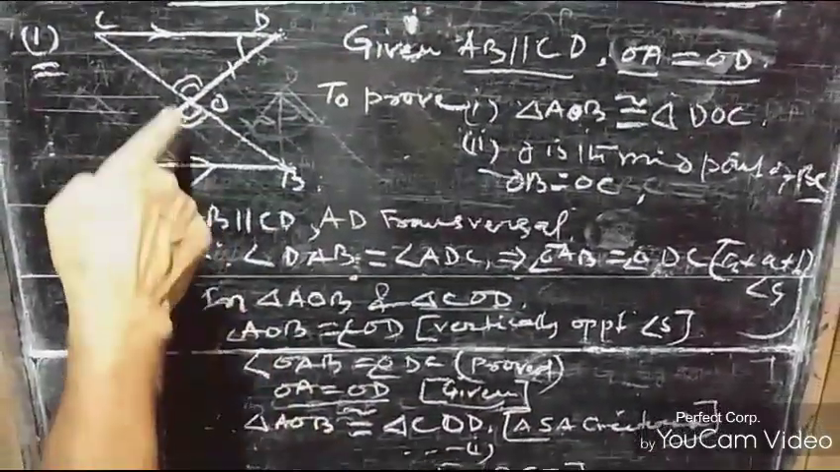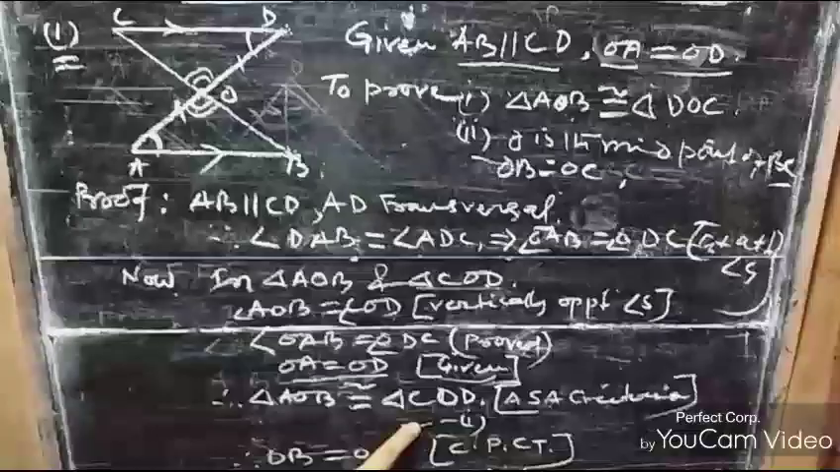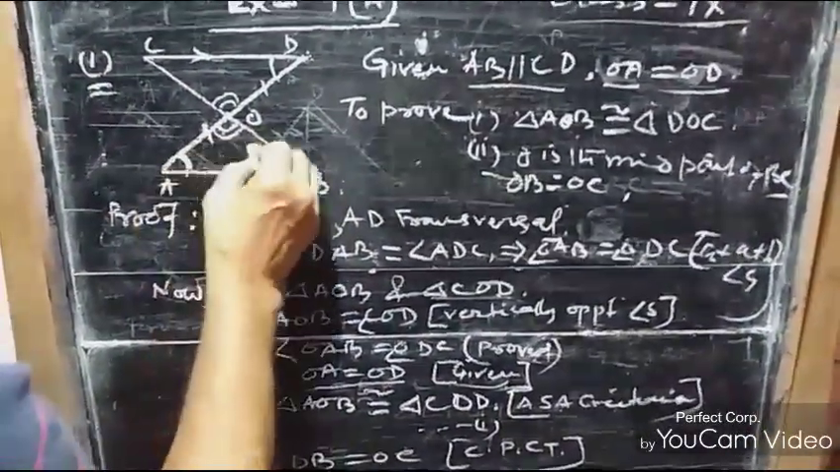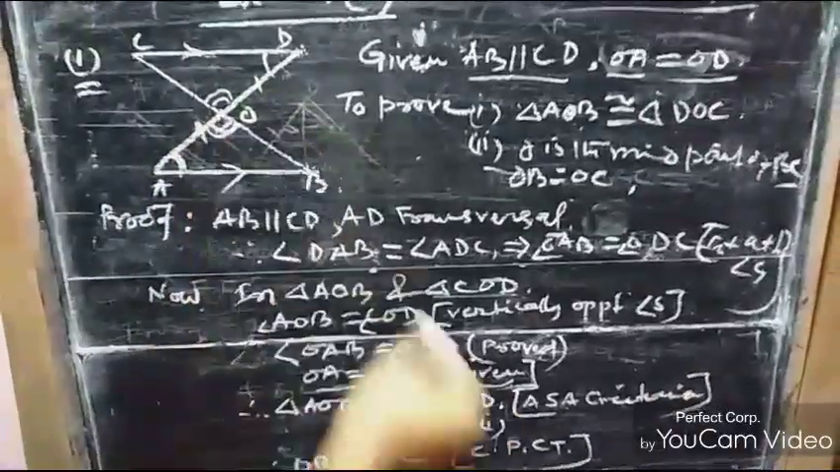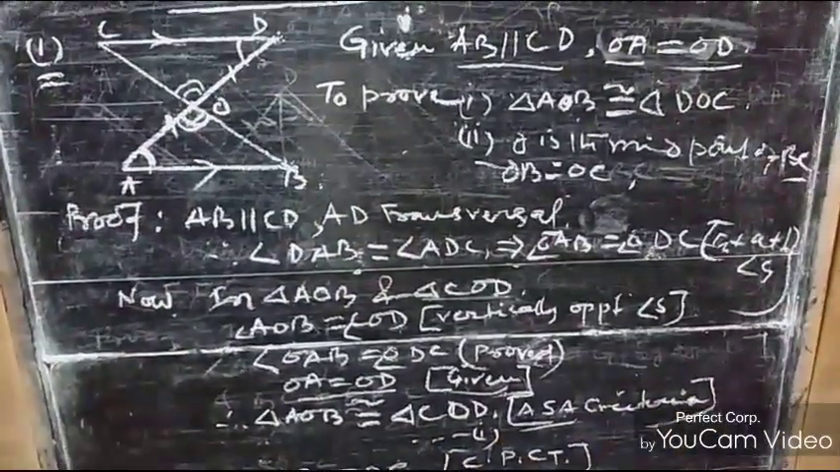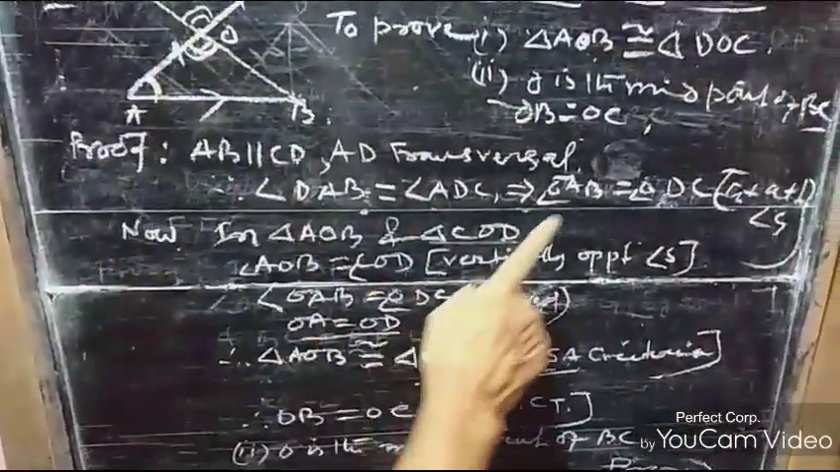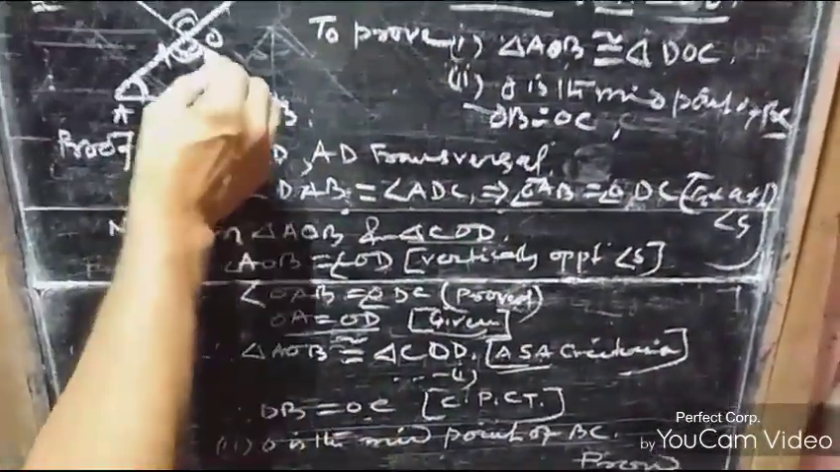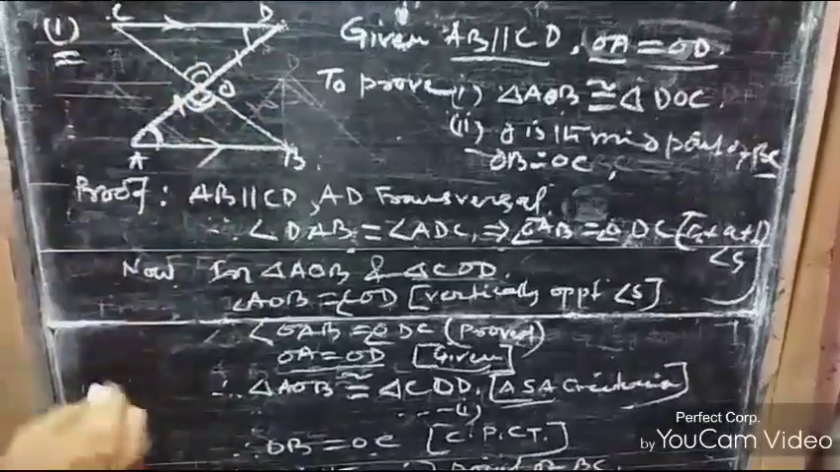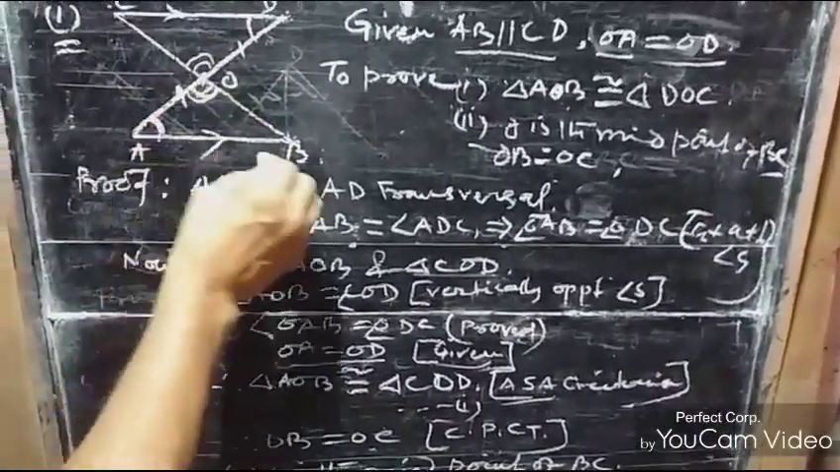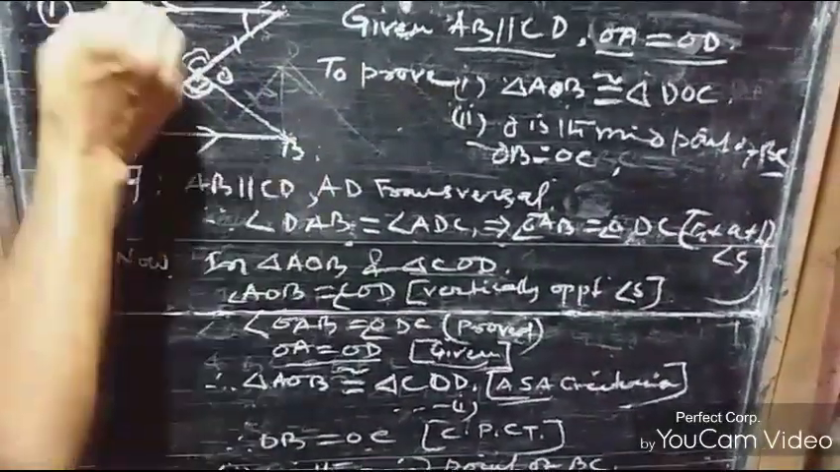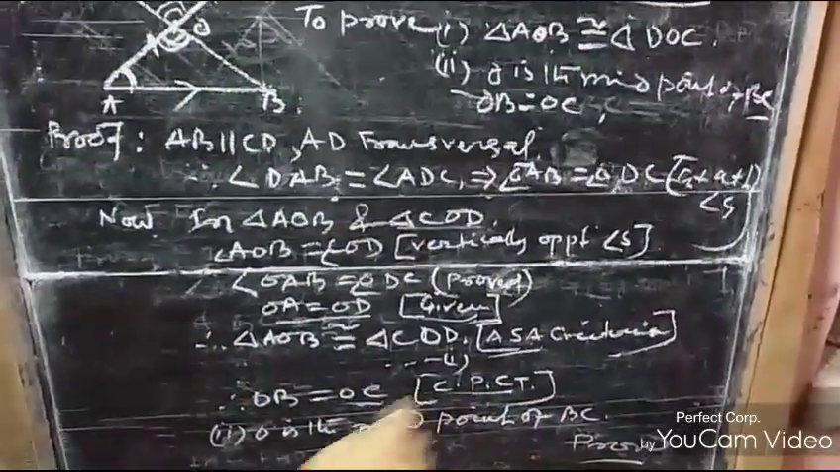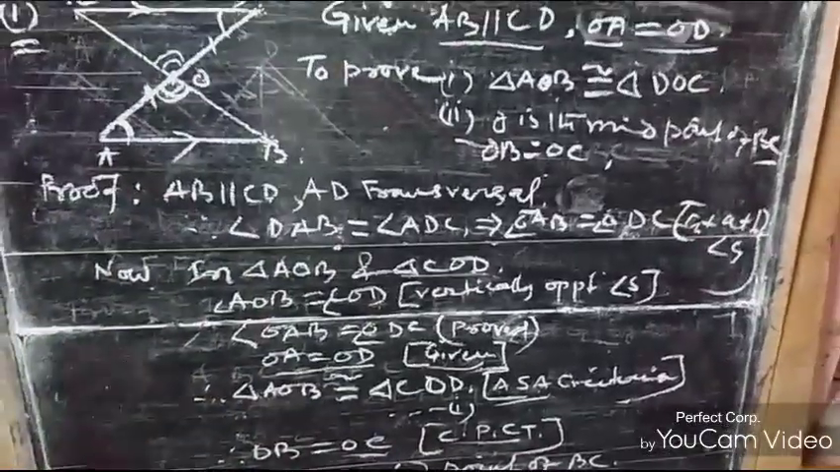Now therefore these triangles are congruent, and the criteria is ASA criteria. So number 1 is proved, that is these two triangles are congruent. Number 2 is OB equal to OC. What does it mean? That is O is the midpoint of BC. So this is CPCT. This is the second part of this problem.